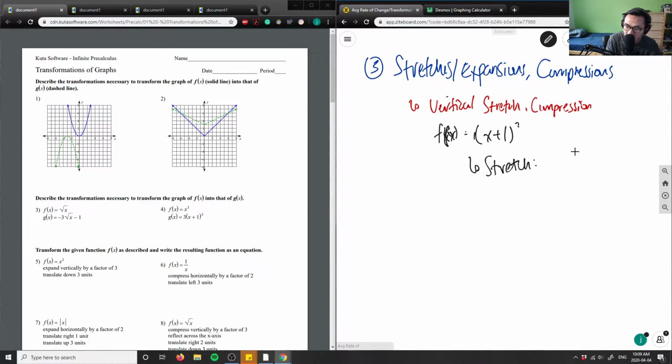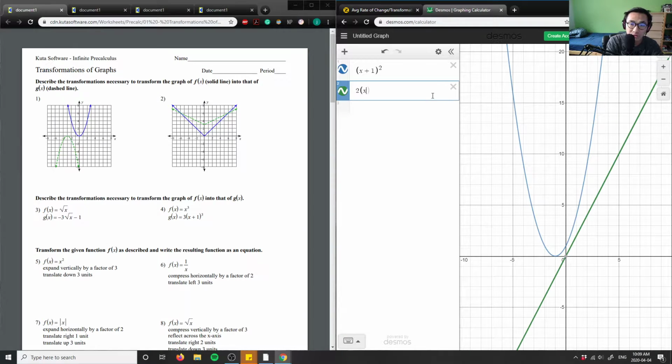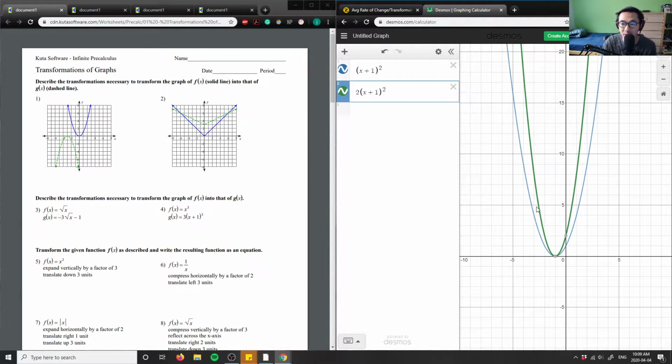I would stretch it by a factor of something, so let's say a factor of 2. So a factor of 2 and then (x plus 1) squared. This 2 before the entire function stretches it vertically. So I'll have 2 times (x plus 1) squared, and as you can see, my parabola became thinner, right? If I stretch vertically, it's becoming thinner.